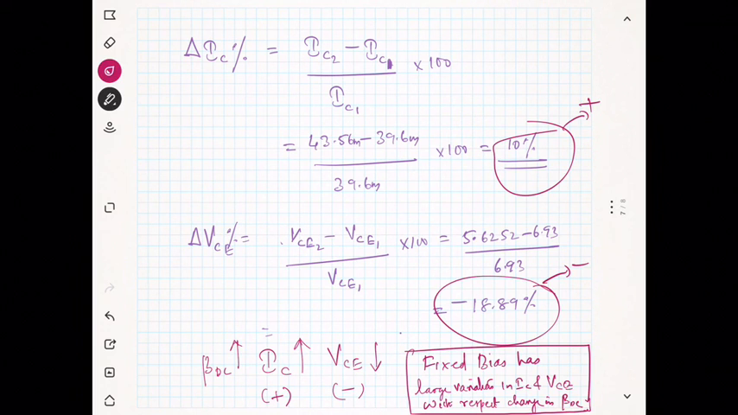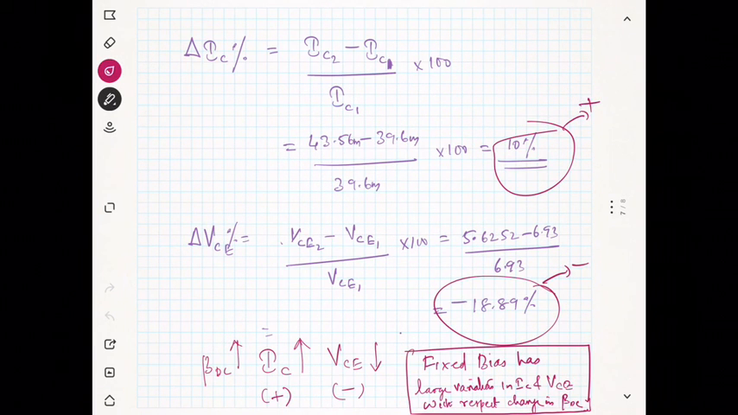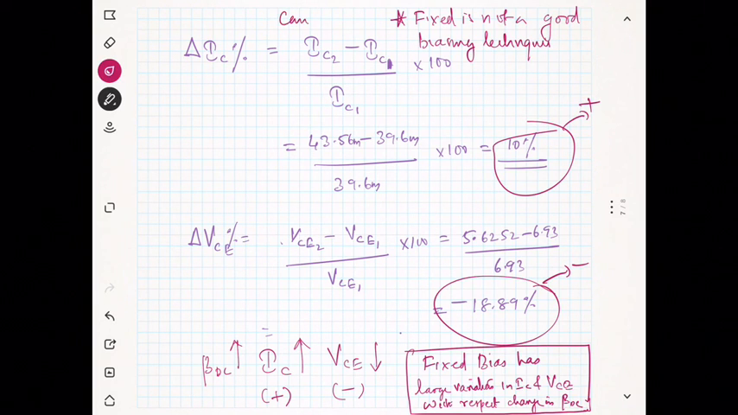So our conclusion is that the fixed bias has thermal runaway, and the fixed bias is not a good biasing technique. Okay, this is the conclusion. I hope that this is clear.